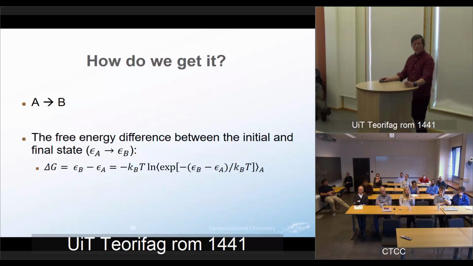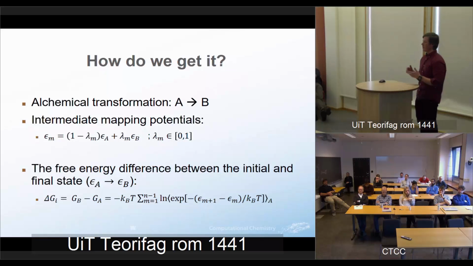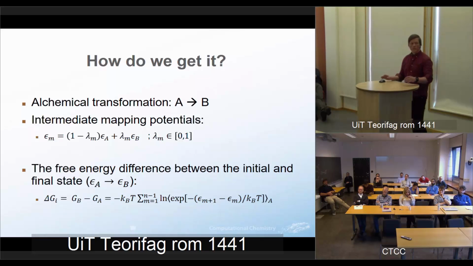So what we do to get this overlap is that we create a mapping potential. So we are doing an alchemical transformation between the two states. So we are sampling non-physical states and thereby making sure that we have a significant overlap between the two potential energy functions as we go from state A to state B. And then we can calculate the free energy as the sum of these Zwanzig formulas for every lambda window.